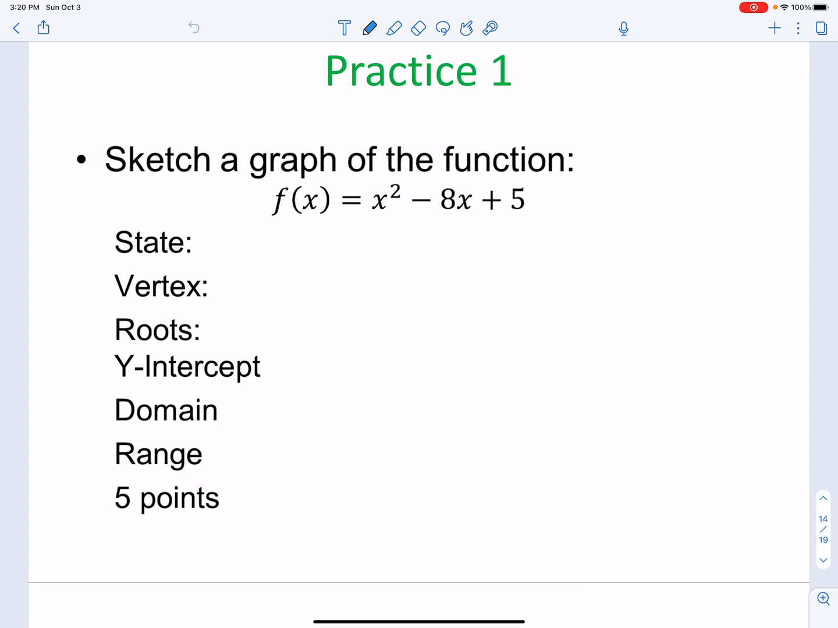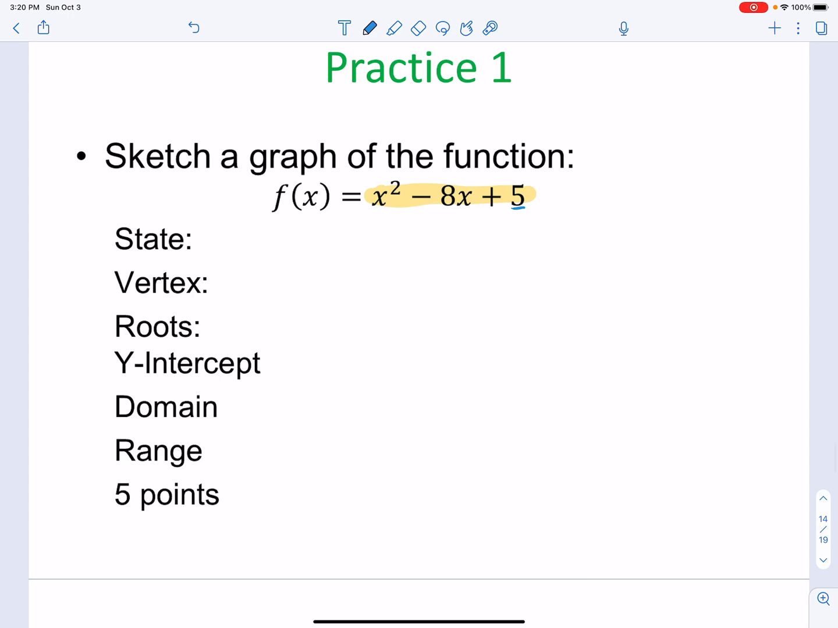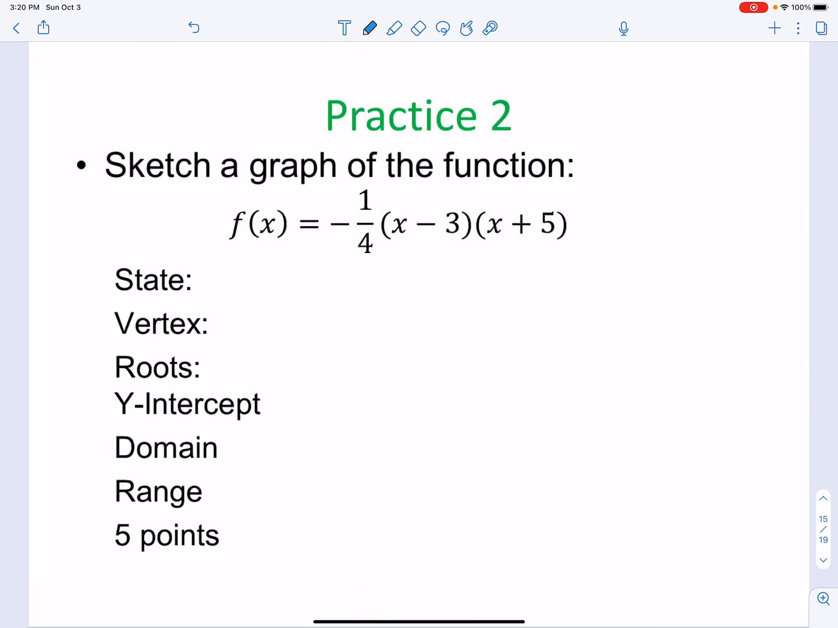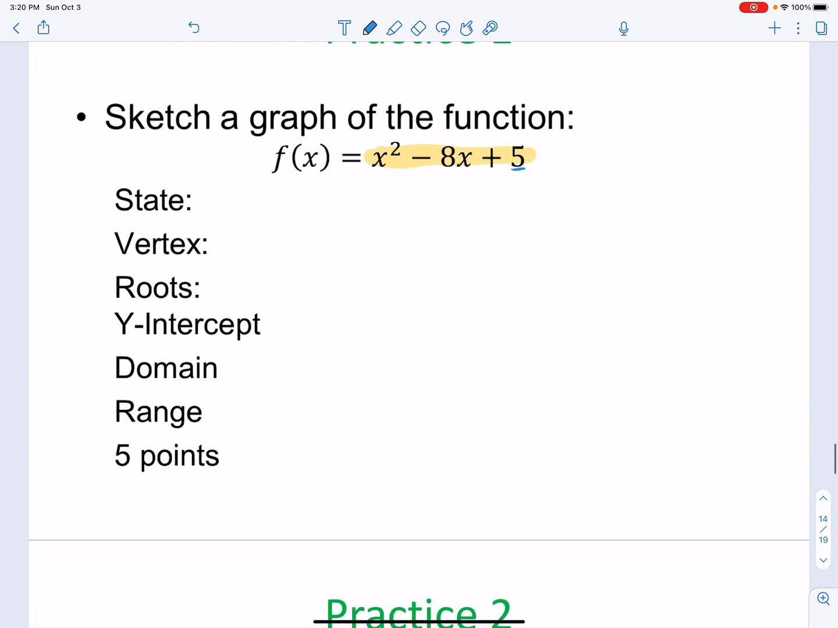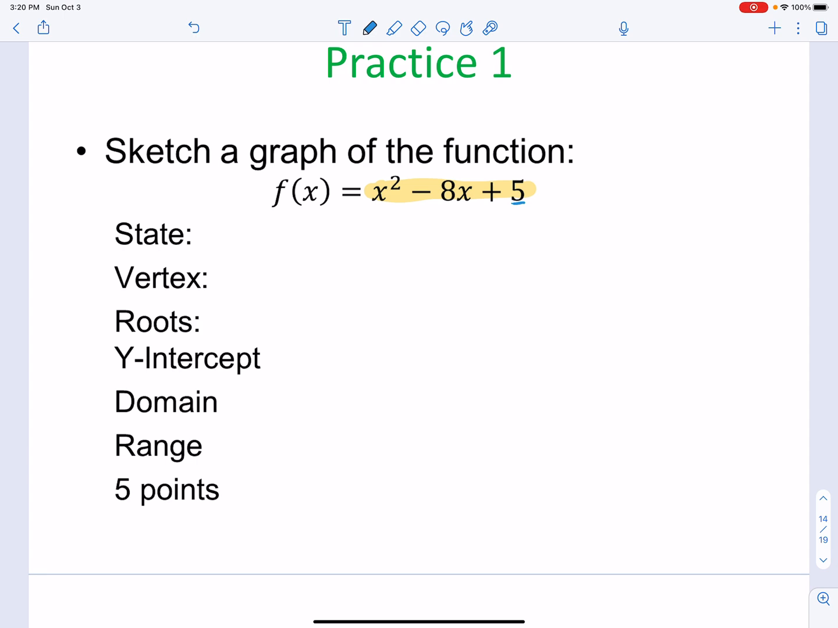The way the test is going to be worded, I'm going to give you a function, and this function right here is in standard form. So remember, standard form shows us the y-intercept. So we now know that our y-intercept would be (0, 5). So that comes from standard form.